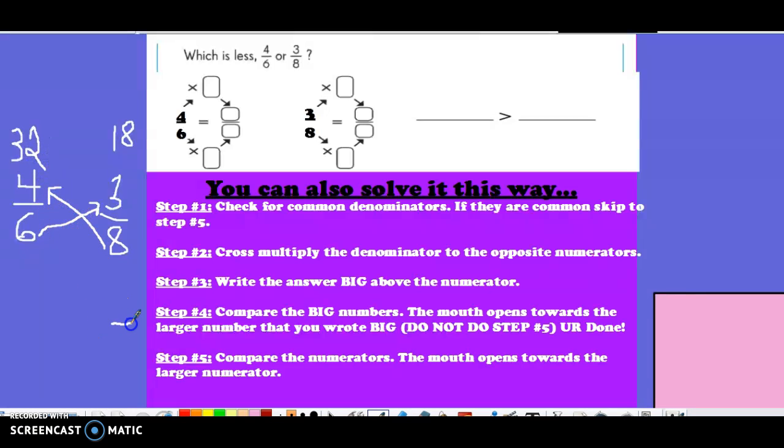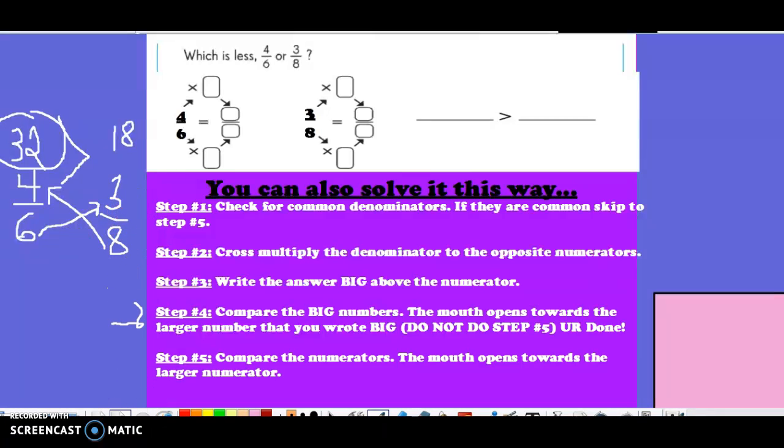Then step 4 is the comparison. Compare those two big numbers. Now, which one is larger, 32 or 18? 32 is larger, which means the mouth opens towards the large number that you wrote big. In this case, you don't even have to do step 5, because you now know that 32 is larger than 18, which means 4/6 is greater than 3/8. Whichever number is larger, the fraction that number sits on top of is the larger fraction. So in this case, 4/6 is my largest fraction.